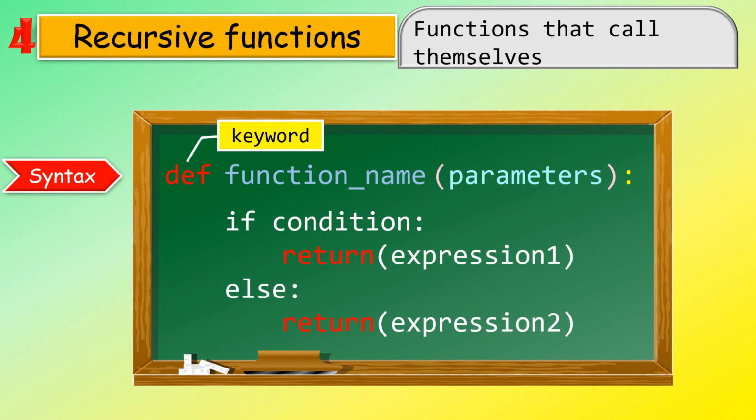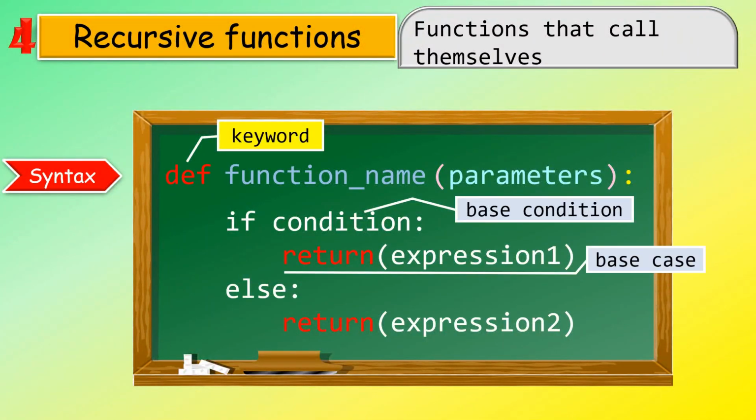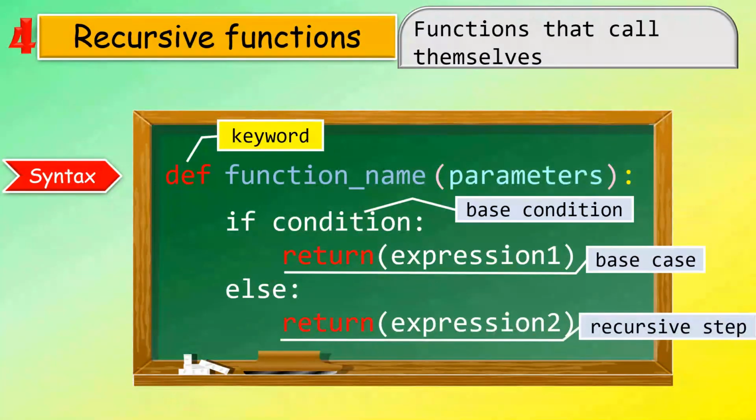The condition inside this recursive function is called as the base condition. A base condition is a must in every recursive function. And the action that takes place when the condition is true is called as the base case. And the action which takes place when the condition is false is called as the recursive step.